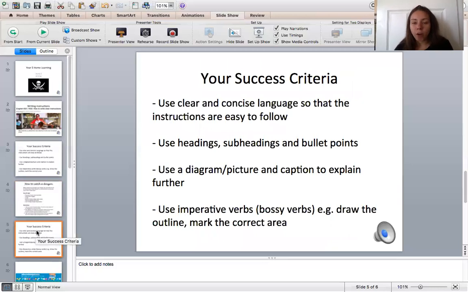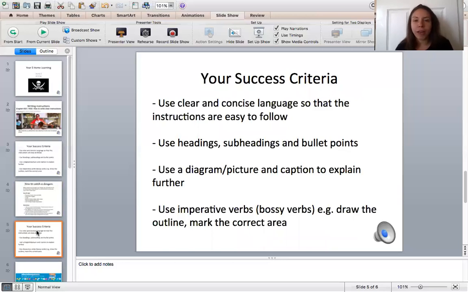So we already spoke about that clear and concise language. When the author spoke about what armor to gather, they specified what piece of armor to use. We had a look at headings, subtitles, and bullet points, the bullet points being used for the list of resources that you may need. Also, I said numbers there. So the numbers could be used for your instruction part when you go in to actually explain what you need to do. Use a diagram, picture, and caption to explain further.